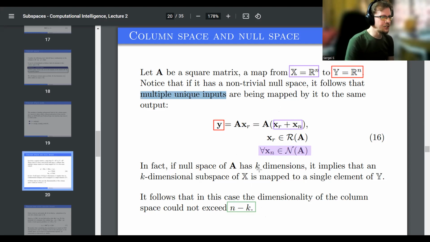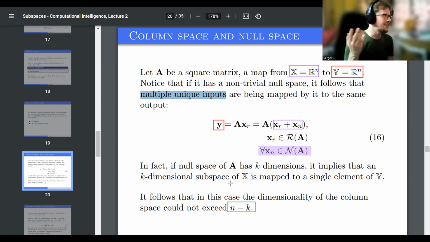And each of those dimensions maps a k-dimensional subset of X onto it. Well, n minus k plus k gives you n. So X doesn't have enough elements basically to support this. You won't be able to get more than this number of unique outputs of A, because the number of unique inputs is limited. So that is the situation.